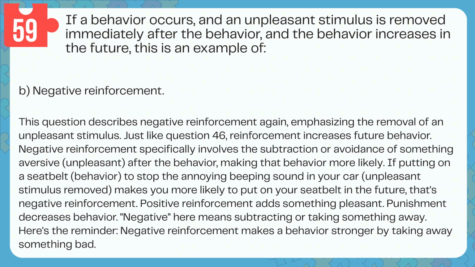Answer: B. Negative reinforcement. This question describes negative reinforcement, again emphasizing the removal of an unpleasant stimulus. Just like question 46, reinforcement increases future behavior. Negative reinforcement specifically involves the subtraction or avoidance of something aversive, unpleasant, after the behavior, making that behavior more likely. If putting on a seatbelt behavior stops the annoying beeping sound in your car, unpleasant stimulus removed, you are more likely to put on your seatbelt in the future.